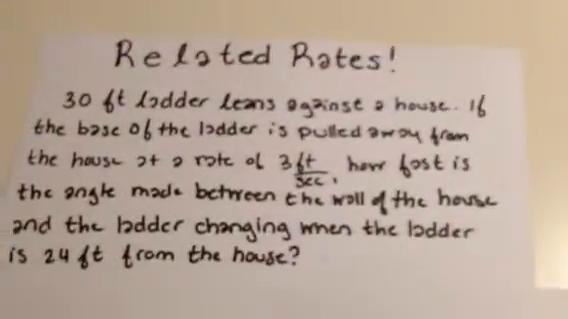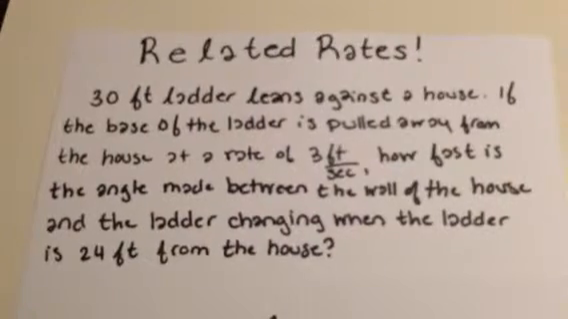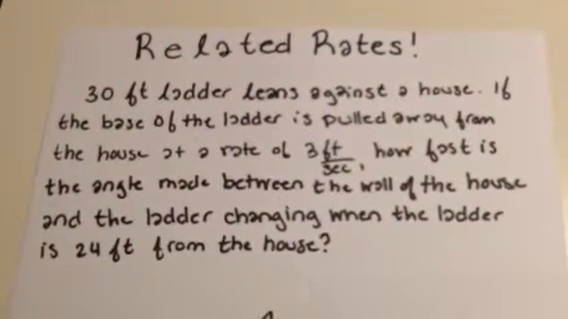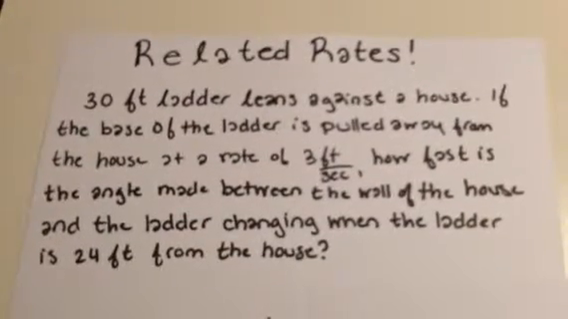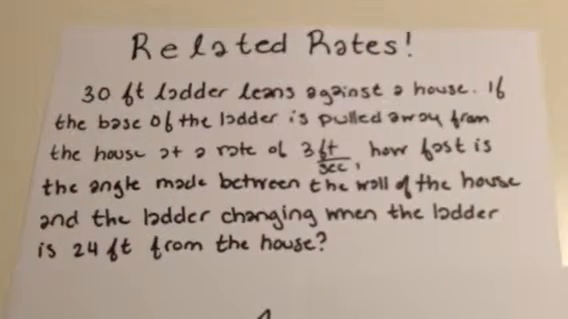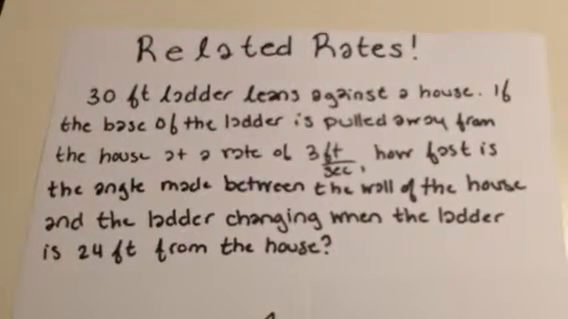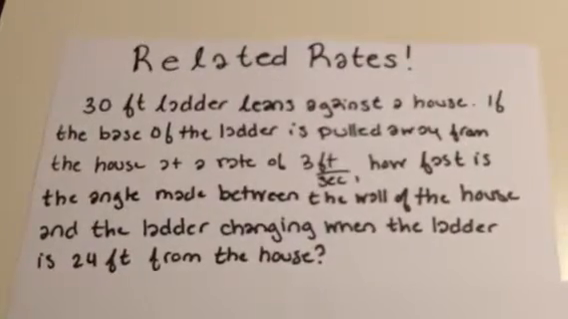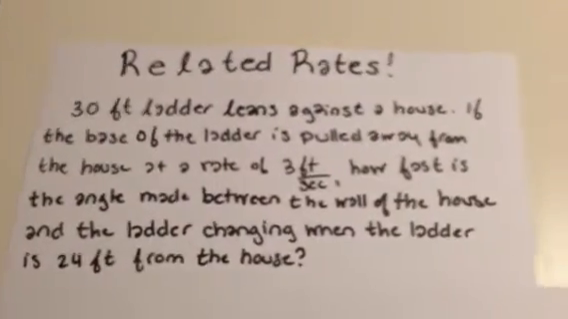So here we've got a 30-foot ladder leaning against a house. The base of the ladder is being pulled away from the house at a rate of 3 feet per second. How fast is the angle that's made between the wall of the house and the ladder changing when the ladder is 24 feet from the house? So what we're going to do to start is draw a picture.